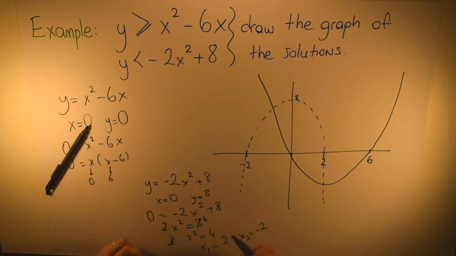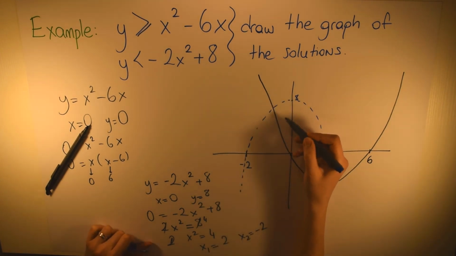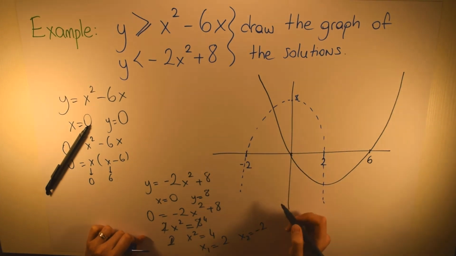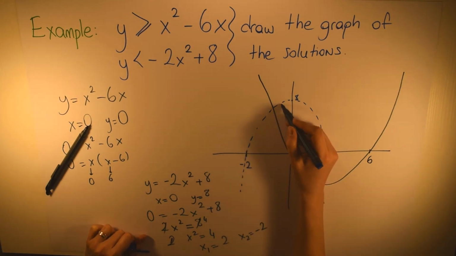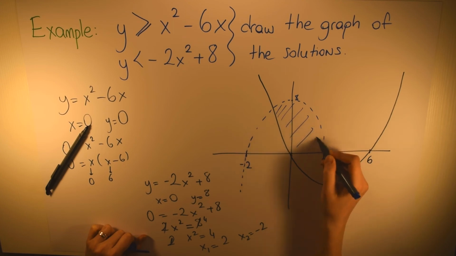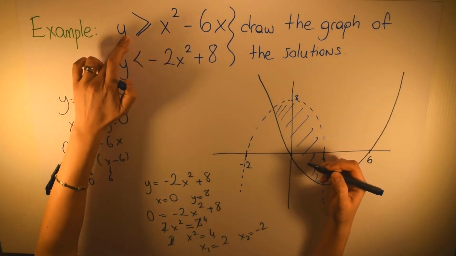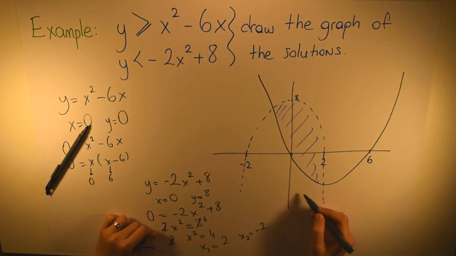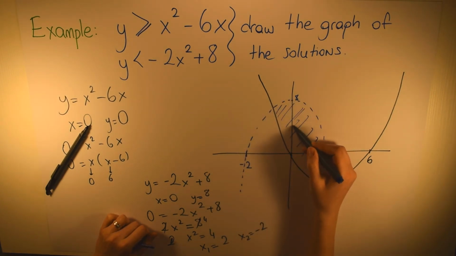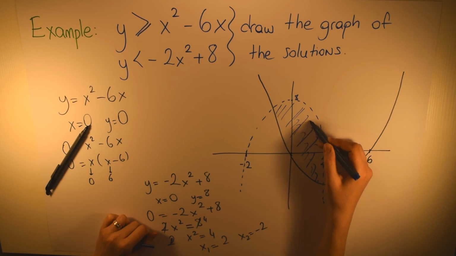And after that, you just need to find the common part of these two graphs, which is here, right? This is your first inequality, and this is your second inequality. And the common part of these two is here.